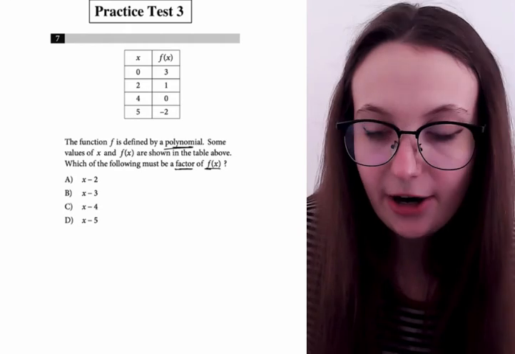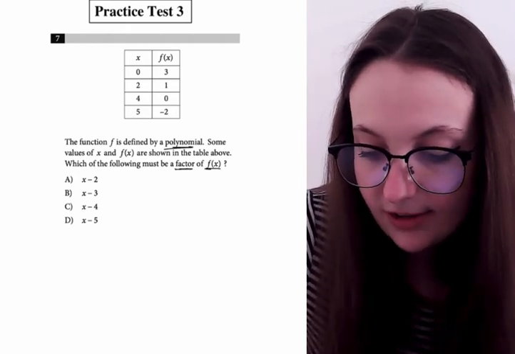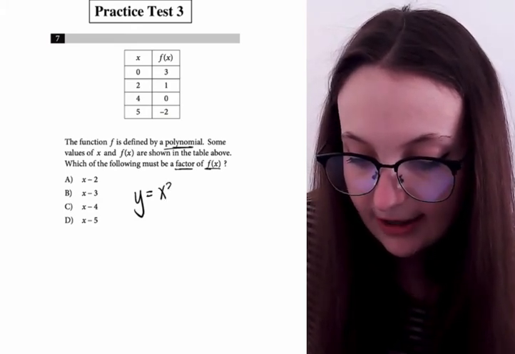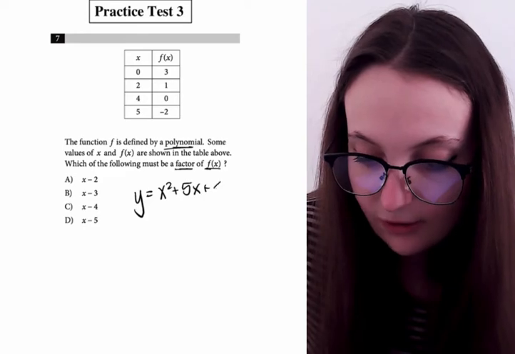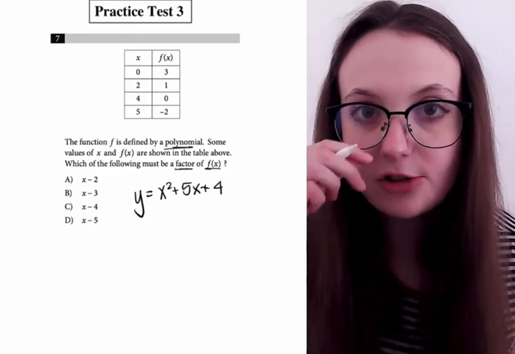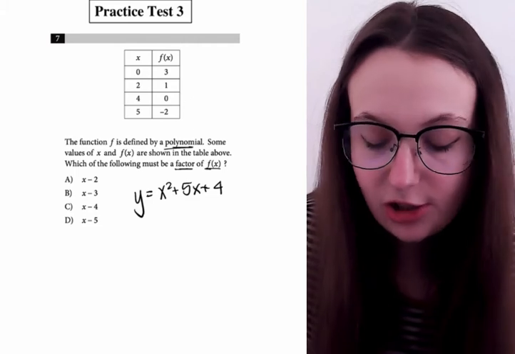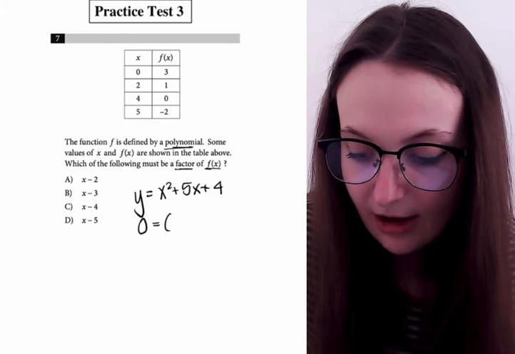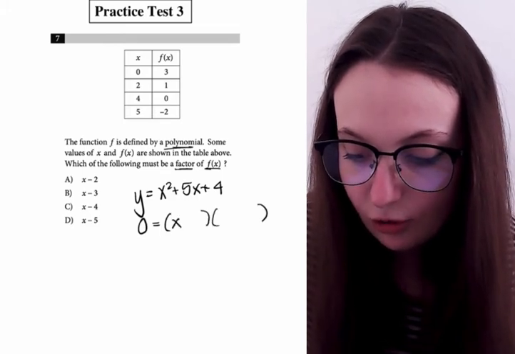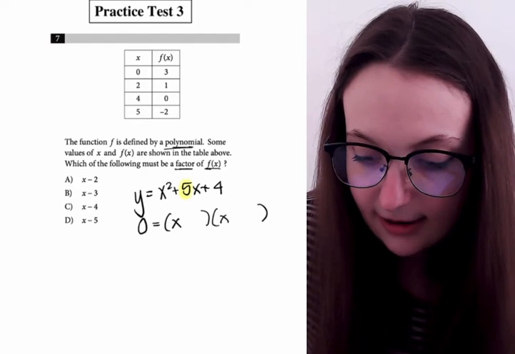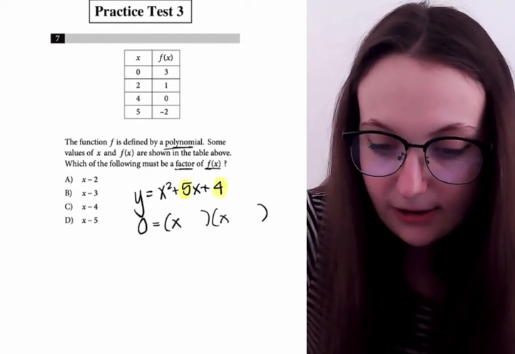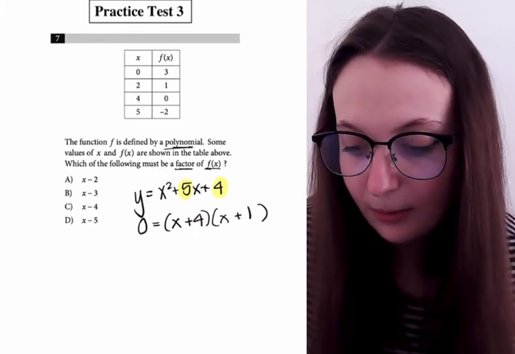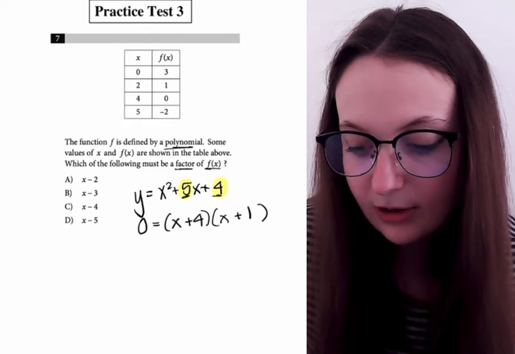So let's just do a little background here. So a factor of f of x. You might have seen, I'm going to make up a quadratic. y is equal to x squared plus 5x plus 4. When you factor this, when you're trying to find the solutions to this quadratic, you set it equal to 0, and then you factor it. We're looking for two numbers that add to positive 5 and multiply to positive 4. The only two numbers that would do that are positive 4 and positive 1, because 4 plus 1 gives us 5, and 4 times 1 multiplies to 4.